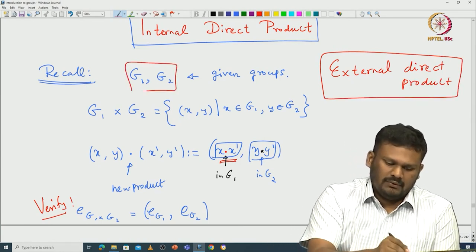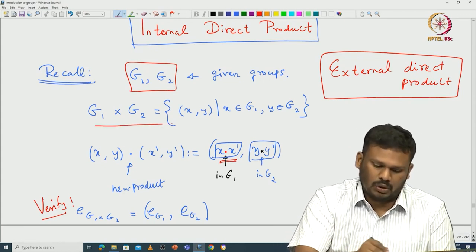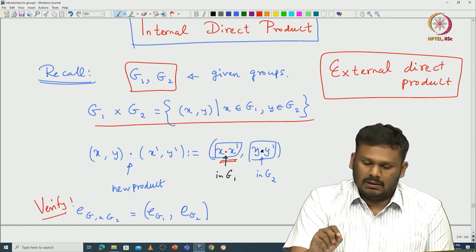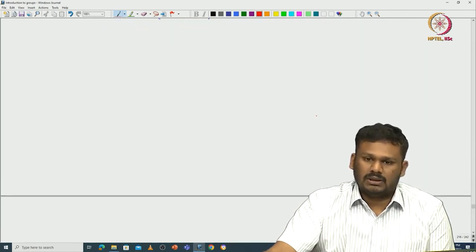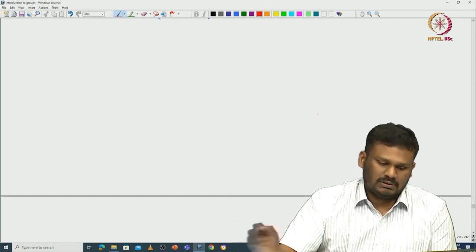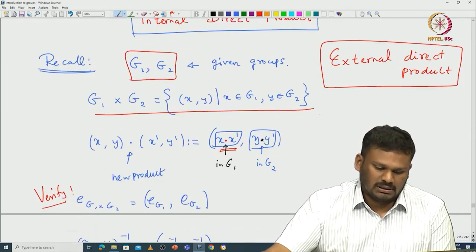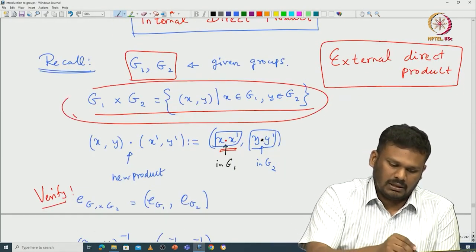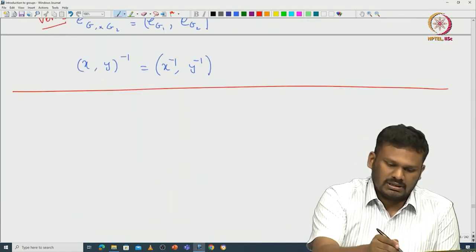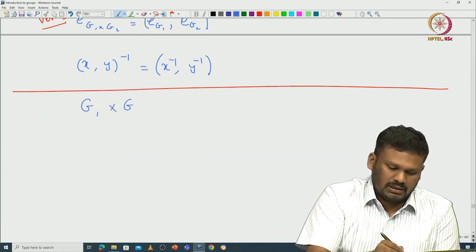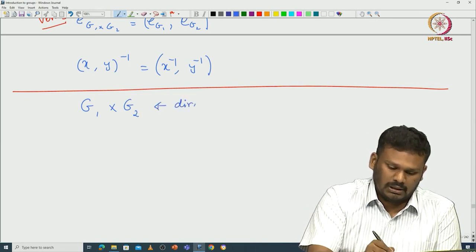Why do we call it the external direct product? Because we have started with given groups, and then we have produced a new group which is a Cartesian product of G1 and G2. But what we want to do now is construct what is called the internal direct product of subgroups. One can always look for subgroups of this form. If you look at this direct product of these groups, the following observation can be made very easily.